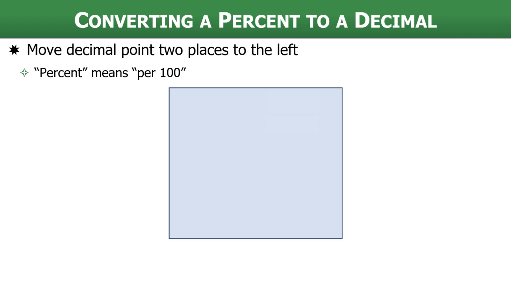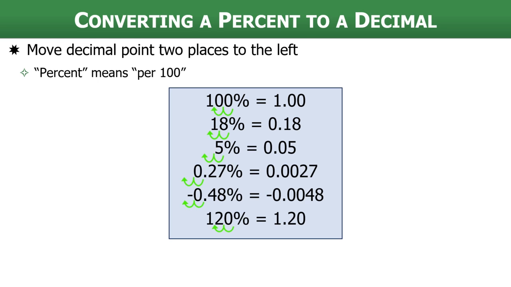In this case, we're just moving the decimal point 2 places to the left. Percent means per 100. So if we have 100%, move that decimal 2 places to the left and we get 1. If we have 18%, move the decimal place 2 places to the left and get 0.18, and so forth. So with 5%, we're still moving the decimal 2 places to the left, so we need to add a 0. 5% converted to a decimal becomes 0.05.